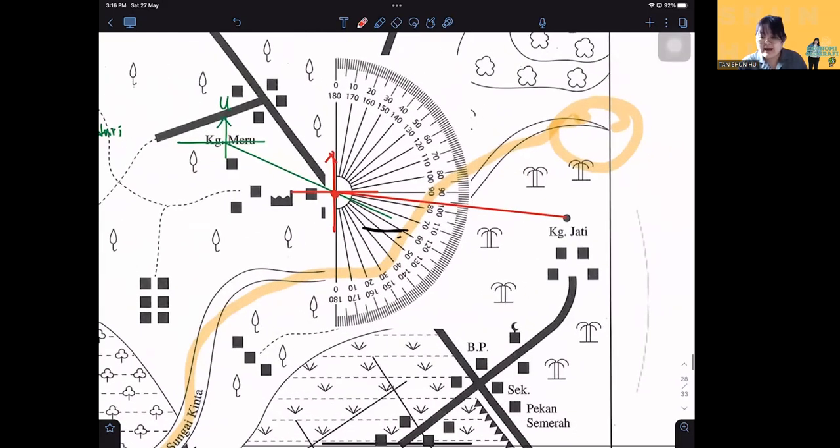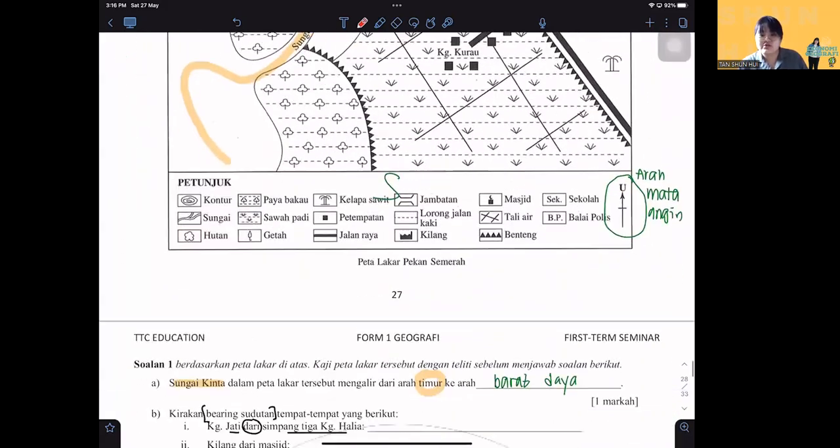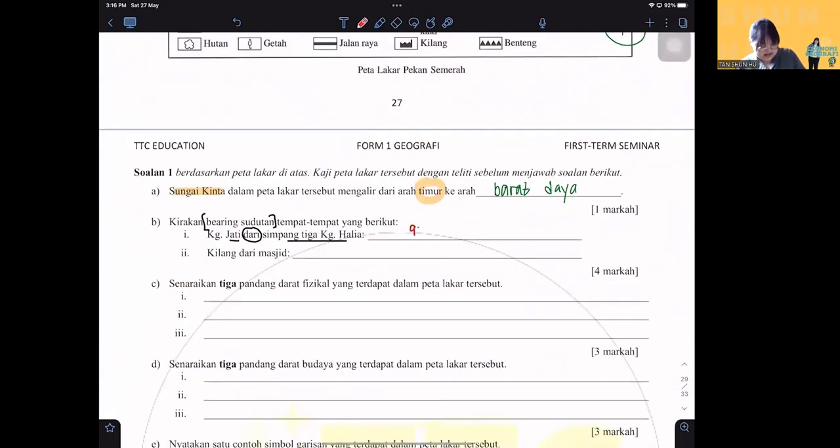Just write. Easy. Measure always from the utara, measure. 96, yes. Then you just write it out. 96 degree. Okay, can understand? Other next one, let's try one more. Okay. Can one more?